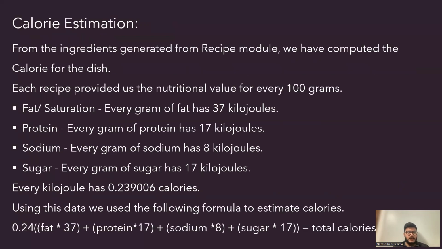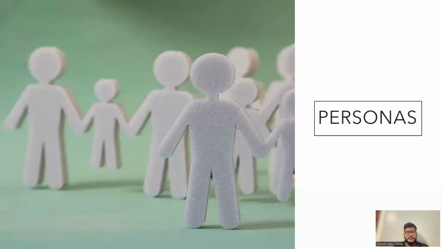The fourth one is calorie estimation. So from the ingredients generated from the recipe module, we have computed the calories for the dish. Each recipe provides the nutritional value for every 100 grams. Every gram of fat has 37 kilojoules, every gram of protein has 17 kilojoules, every gram of sodium has 8 kilojoules, and every gram of sugar has 17 kilojoules. Every kilojoule has 0.239006 calories. So using this data, we use the following formula to estimate calories. So the next one is personas and over to Mansa.